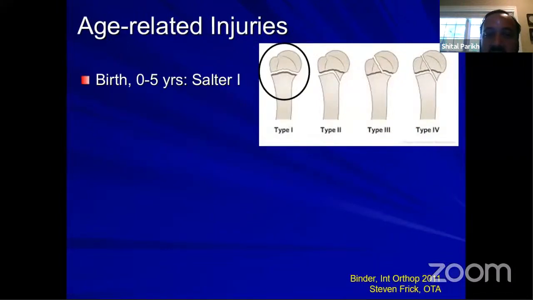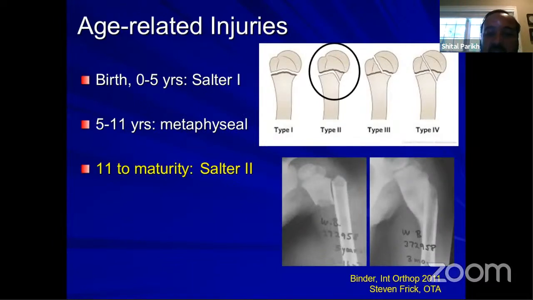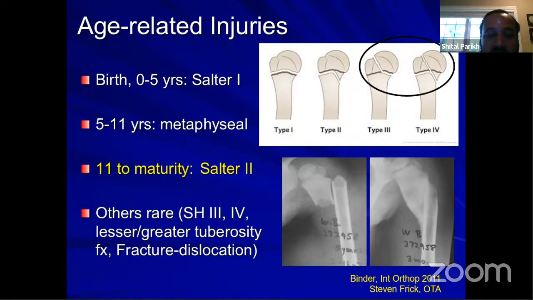We already looked at the age-related injuries, but again, from birth to 5 years, it's usually Salter 1. 5 to 11 is metaphyseal fractures, which are typically treated conservatively. And then 11 to maturity are Salter 2 fractures, and we'll come to the treatment of that.